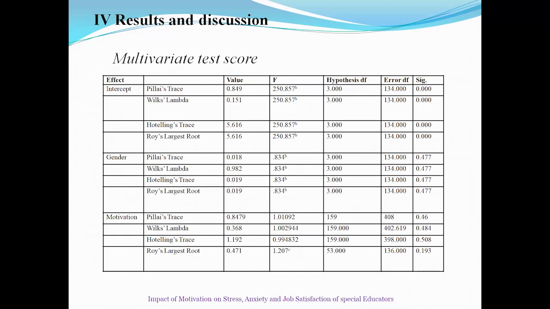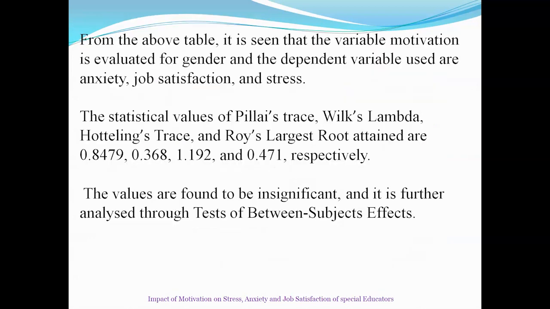And now, the discussion and the findings of the study. Since there are multiple variables involved, the independent variable motivation, and the dependent variables stress, anxiety, and job satisfaction, I went in for the multivariate test. The multivariate test scores are displayed here, and it is too much to go into detail, and I know the time is running out. So I will go into the analysis of the result. From the above table, it is seen that the variable motivation is evaluated for gender, and the dependent variables used are anxiety, job satisfaction, and stress.